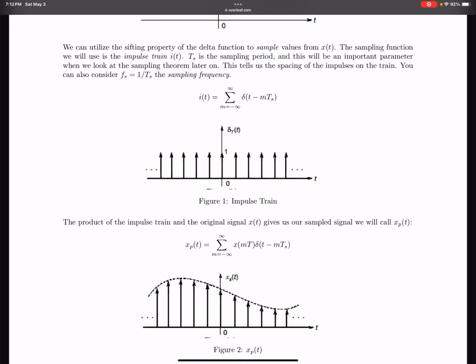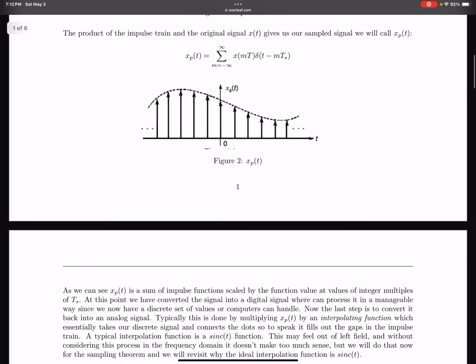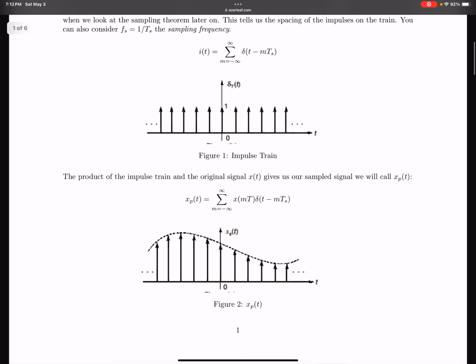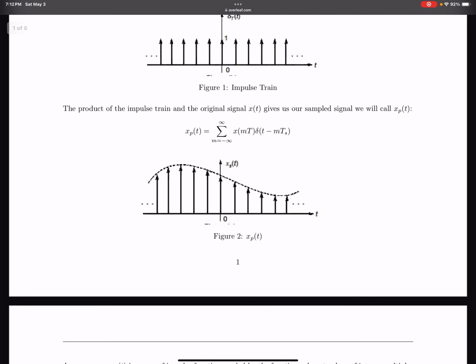To actually sample the function, we multiply our continuous time signal by this impulse train. It's going to look something like figure 2, where we have this curve with this general shape. When we multiply it by the impulse train, the impulse train simply picks out these values from the function. It samples them and creates this general shape with all those impulses at the same spacing, but now scaled by whatever value the function had at that point. So this is the idea of sampling.